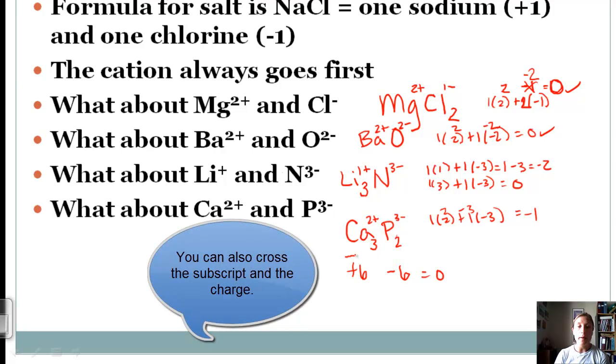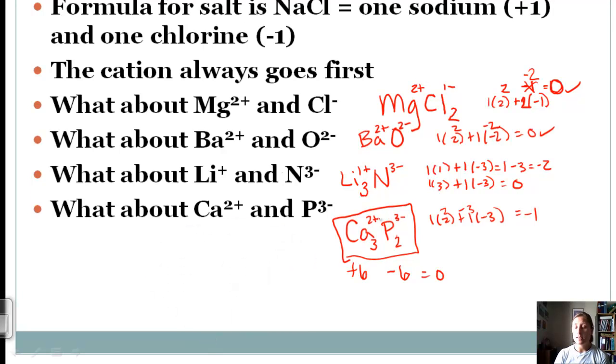And so my overall compound ends up being Ca3P2. And you can write the charges, and that's totally correct. Some people don't like to write the charges up top, but I think it helps me to make sure I'm writing a neutral compound, so you can absolutely do that.